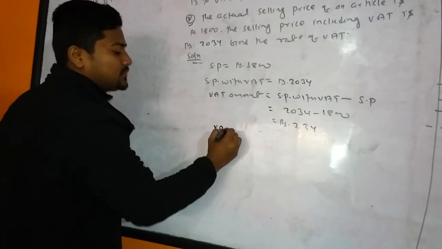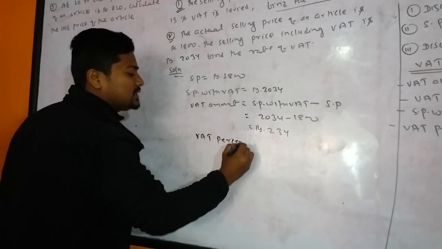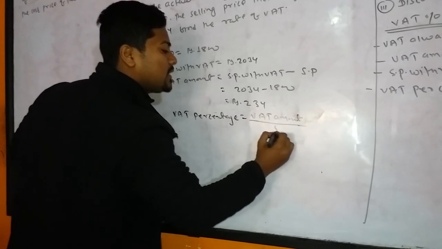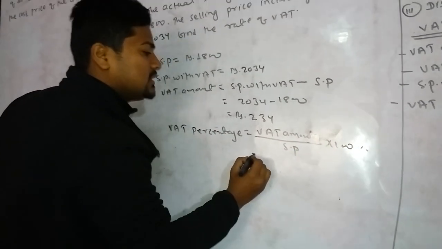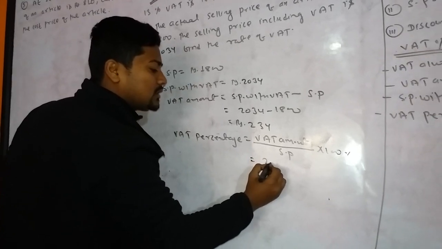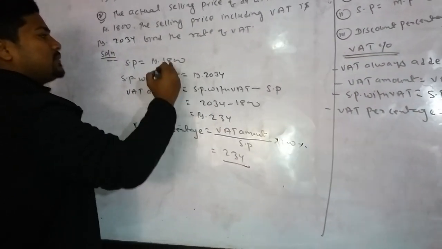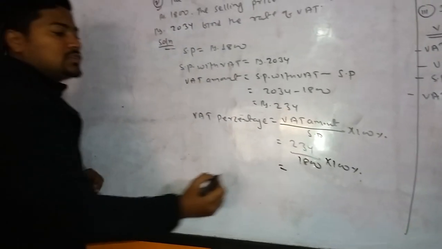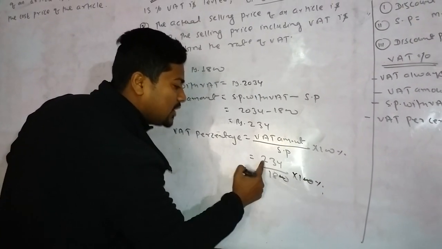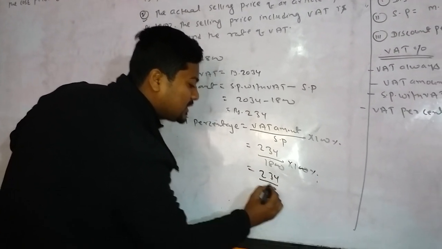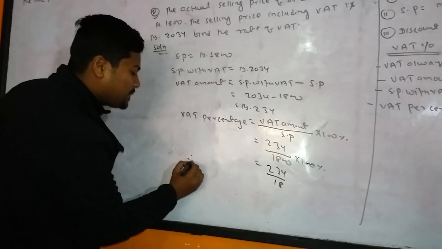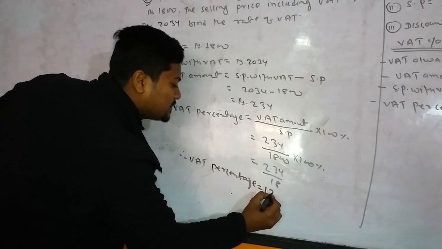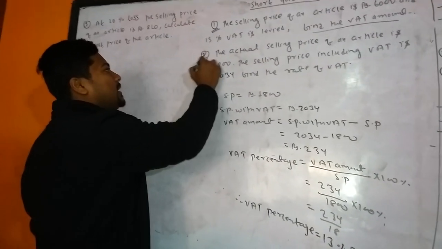The question is asking for the rate of VAT. VAT percentage is equal to VAT amount upon SP into 100%. VAT amount is given as 234 upon the SP value 1800 into 100%. Now find out what will come. So this 100 cancels. Now tell me, 234 divided by 18, what will come? 13%. Therefore, VAT percentage is equal to 13%. In this way, we can solve this question number 2.